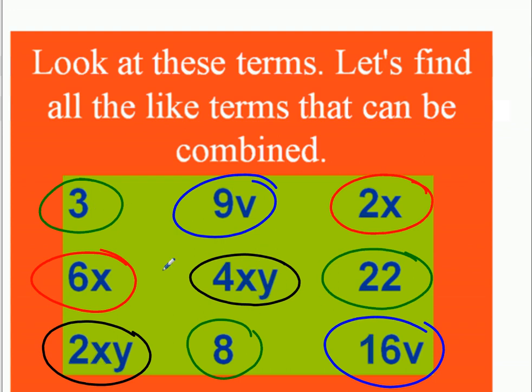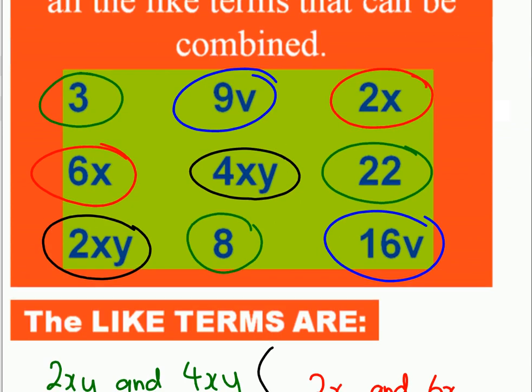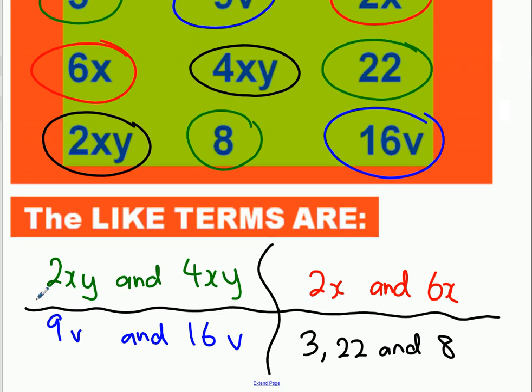And here we have constant terms. Remember, you can have constant terms. So constant terms, none of these have variables, so they're like terms. 3, 8, and 22. So you could color code it, or you can write it out as pairs like this. 2xy and 4xy are like terms. 9b and 16b are like terms. 2x and 6x are like terms. And 3, 22, and 8 are like terms.